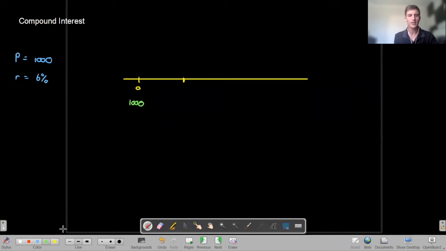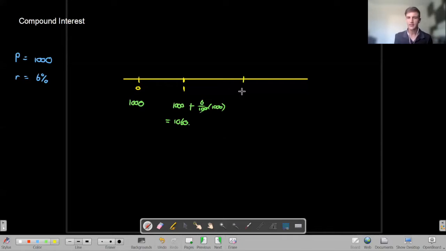So after 1 year, everything looks relatively the same. I'm still going to be worth 1,000 plus 6%, so 6 over 100 of 1,000. So what is that equal to? Plus 60, so this is 1,060. Now look at what happens with compound interest.